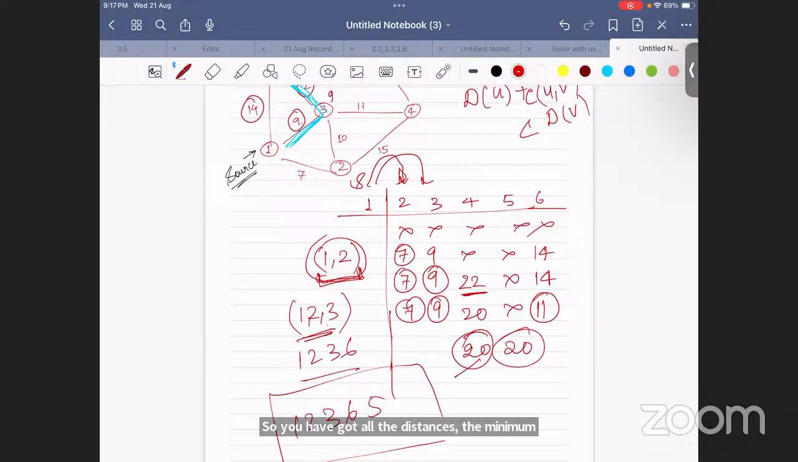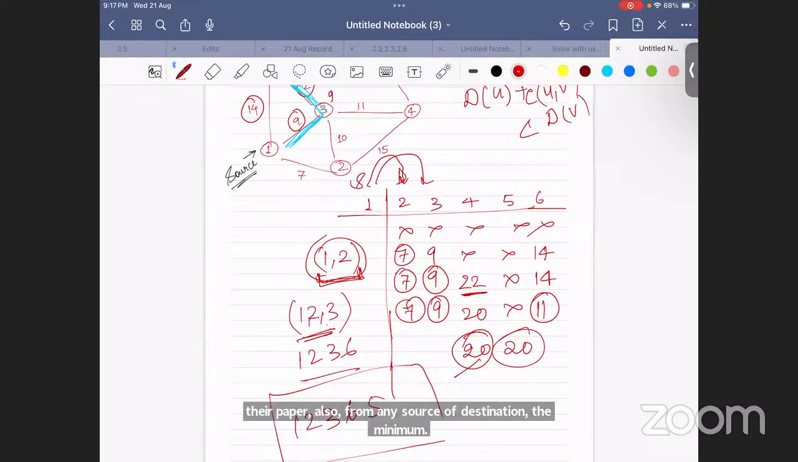From 1 to 2 you have 7, from 1 to 3 also 9. So all the others, from source to destination, you have calculated, correct? So this is how this works. Maximum, this is what they can ask in the paper also: from any source to destination, the minimum weight.